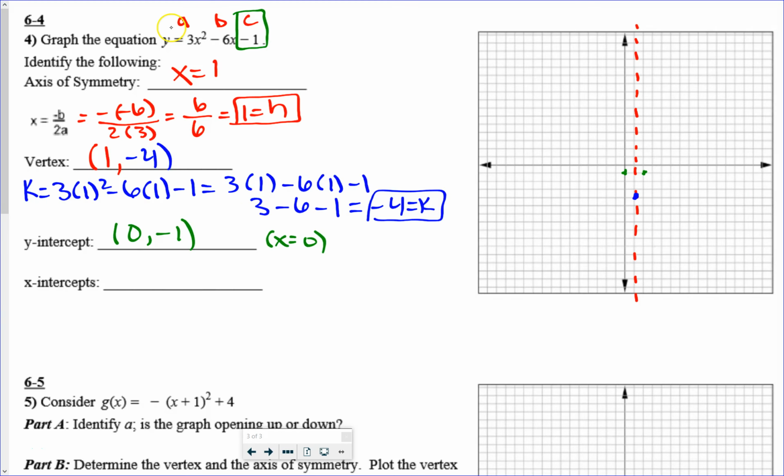All right, x-intercepts are when your y is equal to 0. Regardless of whether it's standard or vertex form, we have to do the math here. So we have 0 equals 3x squared minus 6x minus 1. Does anything multiply to give me 3 and add to give me 6? Nothing does. It's just the way it worked out. This one is not factorable.